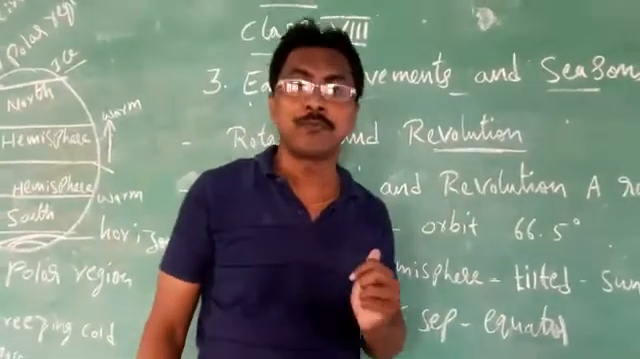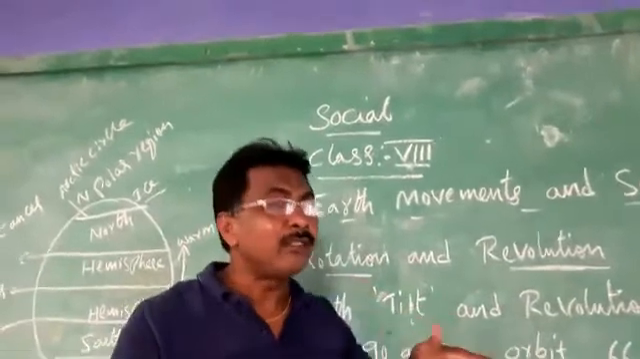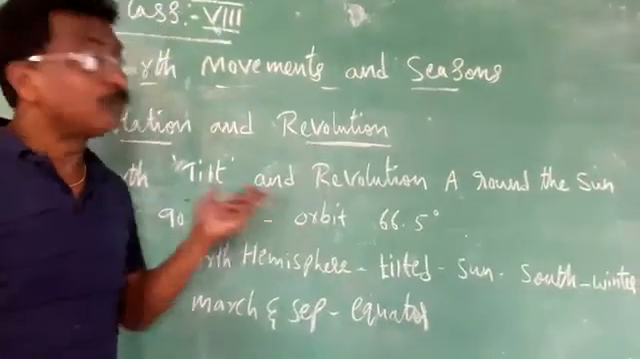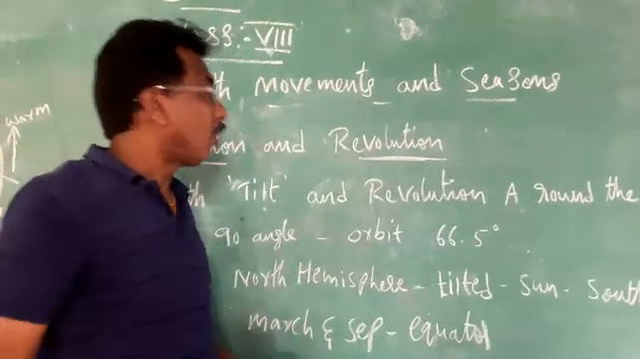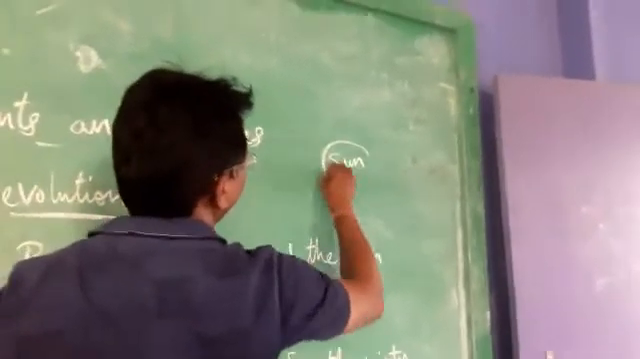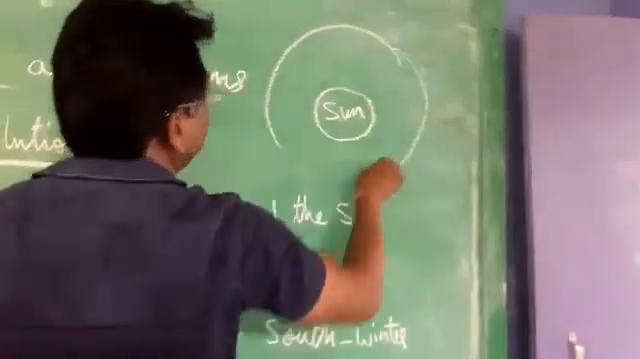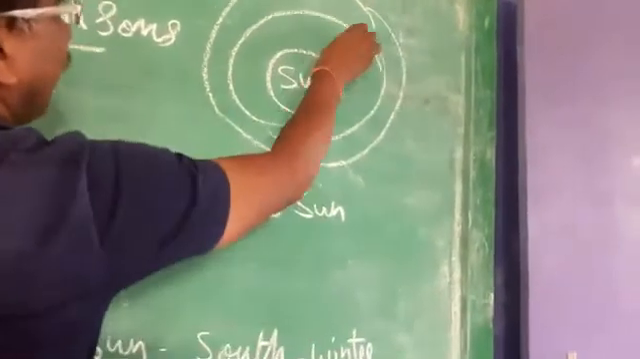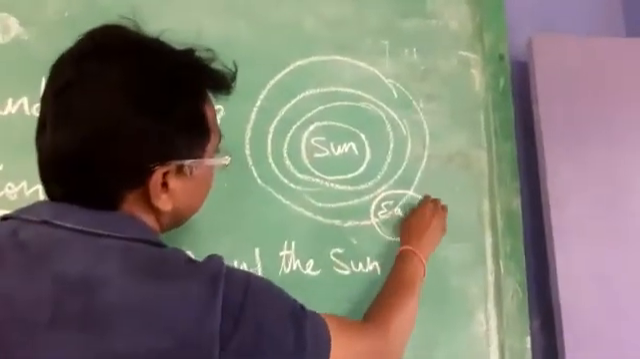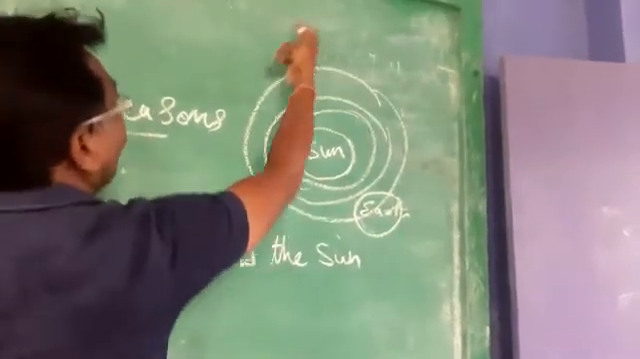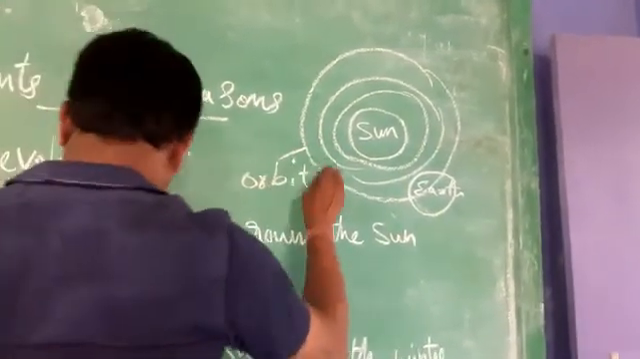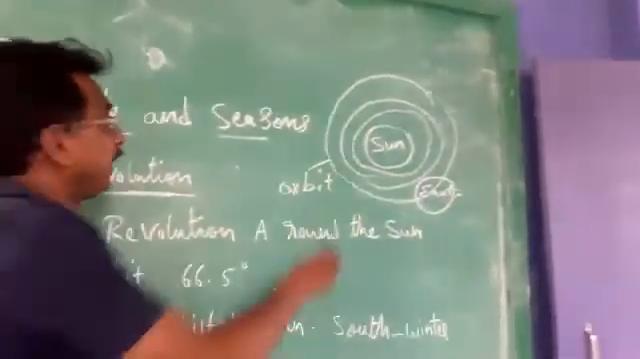And you know, I told you, a train will go on the track, but this earth moves on a path, and the path is called an orbit. You see here the sun, and the solar system, our earth is there. The earth is moving around the sun by this, and this is called an orbit.